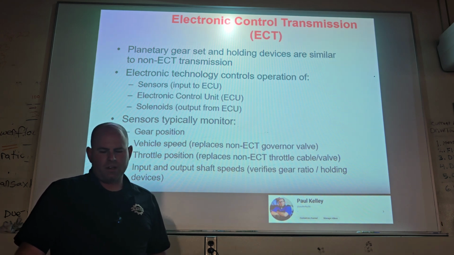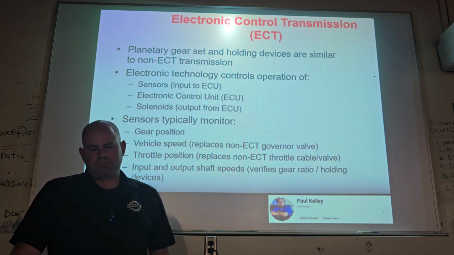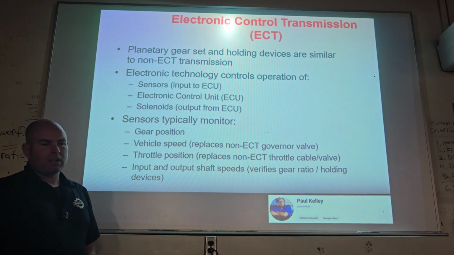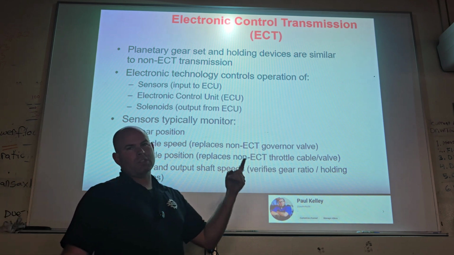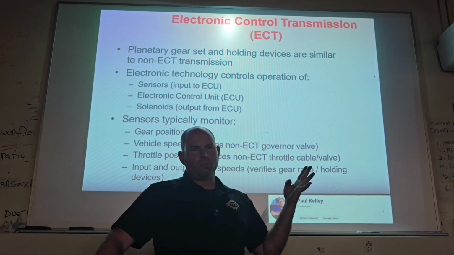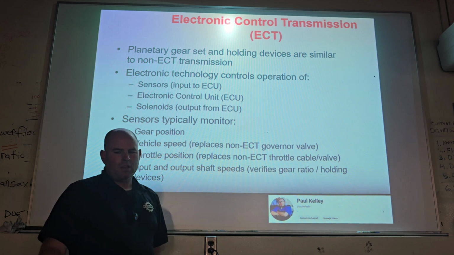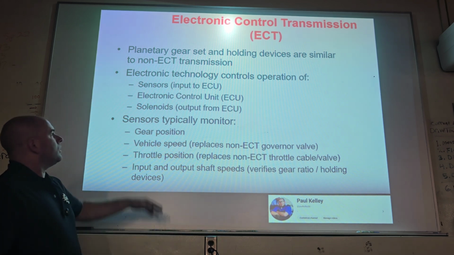Okay, so what's happening in there? It's the planetary gear, the holding devices, so your clutches, your bands, your one-way clutches, your brakes, all the same. What's the main difference?